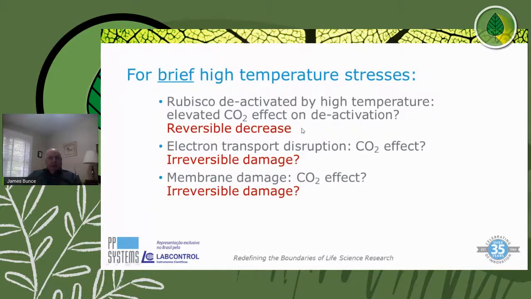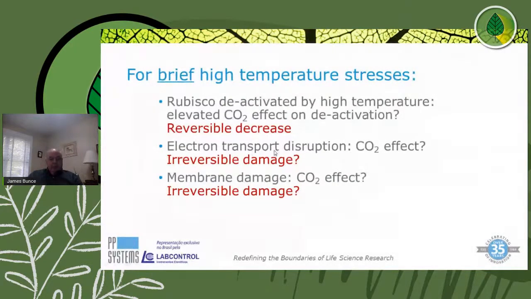It could be that rubisco becomes deactivated by the high temperature. And then the question is, does elevated CO2 have an effect on that deactivation? And if we're talking about deactivation of rubisco by high temperature, then that should be a reasonably quickly reversible issue. So when you return temperatures back to normal, the activation state should come back to normal. So the question is, to what extent is that happening?